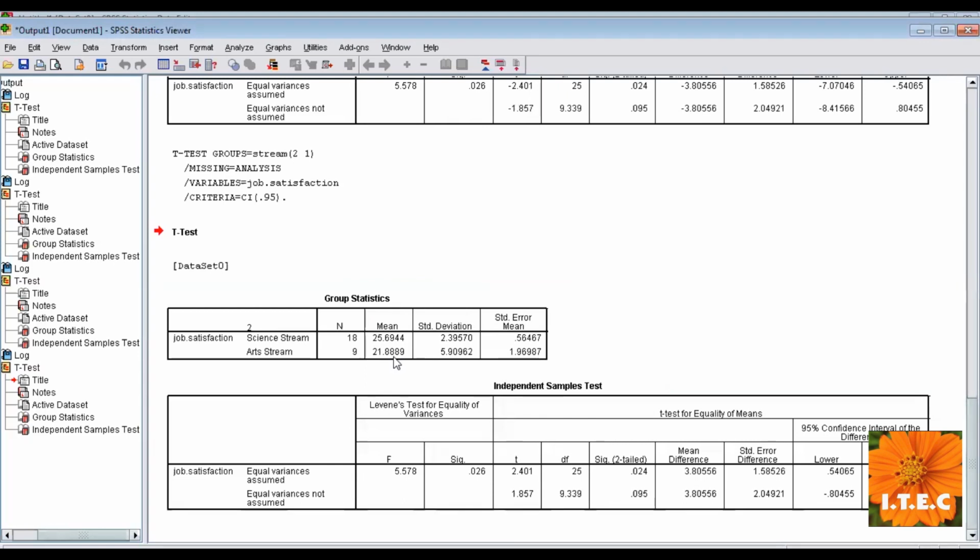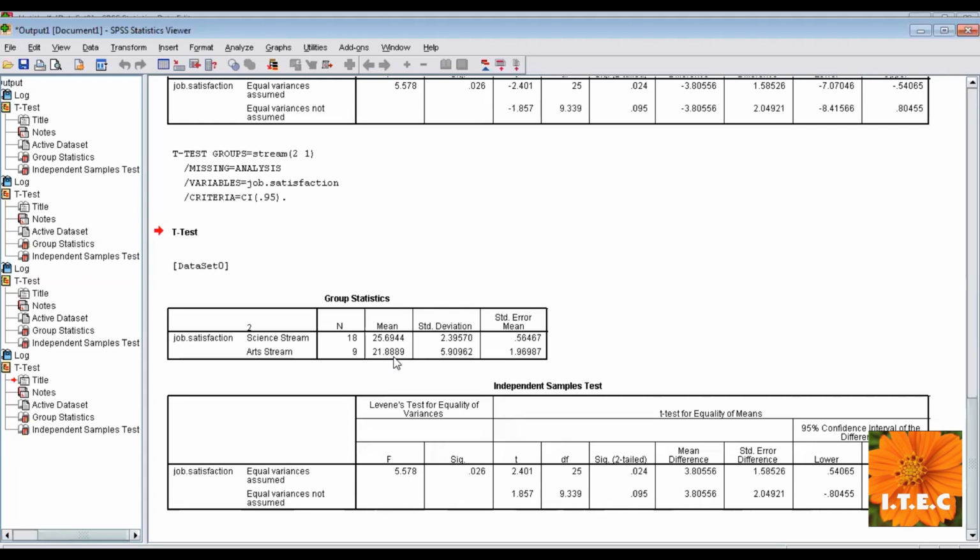But the T value cannot be negative. It's always positive because it is the difference. And difference is a scalar quantity. It is not a vector quantity. Since it is a scalar quantity, so the values have to be positive always. So when it is like this, you should enter the positive T value. So 2.40. And the significance is 0.05. And the DF is 25.